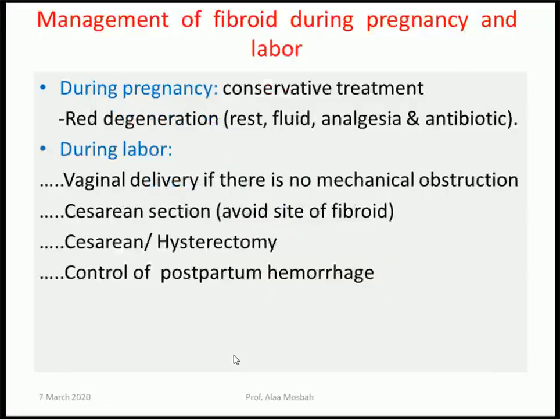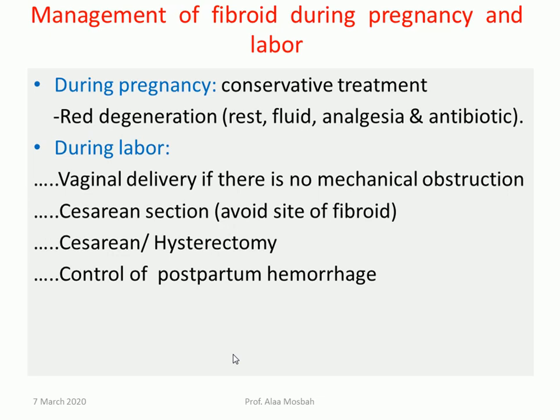What about the management of fibroid during pregnancy? Actually, during pregnancy, you should do conservative treatment. Just follow up the patient with antenatal care. And if any complication like red degeneration develops, we should advise the patient to rest, take fluids, intravenous fluid, and give her analgesics safe with pregnancy and antibiotics suitable also with pregnancy. The condition usually improves within a few days.